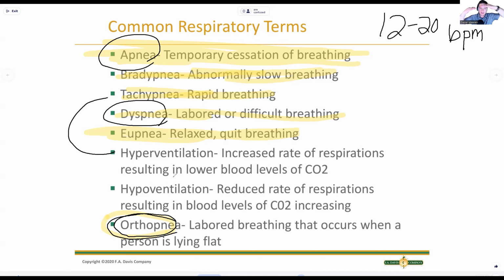Hyperventilation, rapid breathing, right? I'm blowing off too much CO2. So my CO2 level is going down and that's out of balance. And we always want to be in homeostasis, right? We want to be in balance. So it's not good to be losing CO2. It can cause us to act a little bit weird.